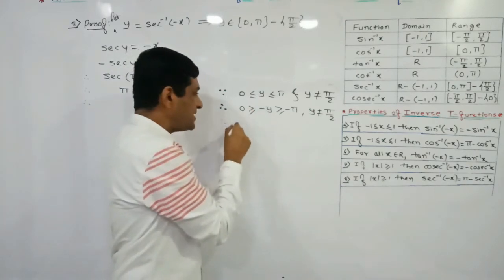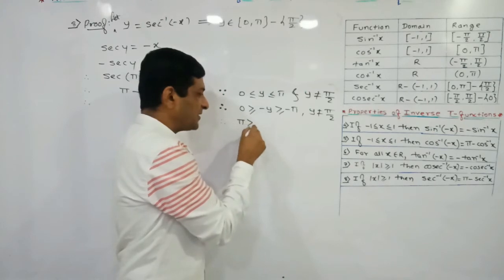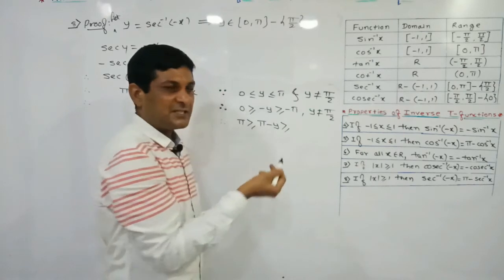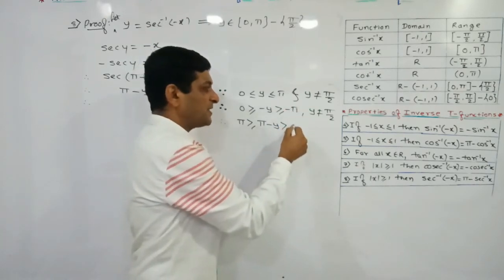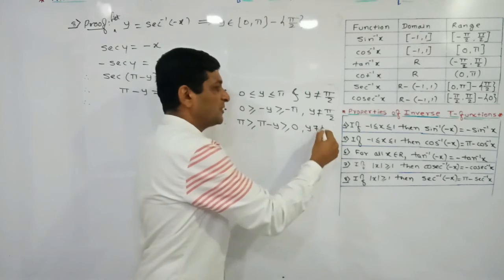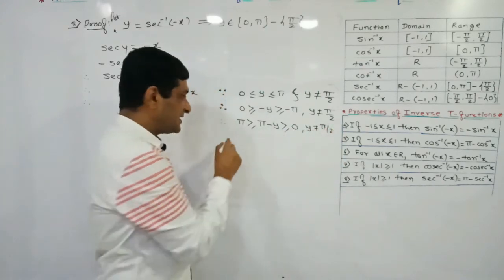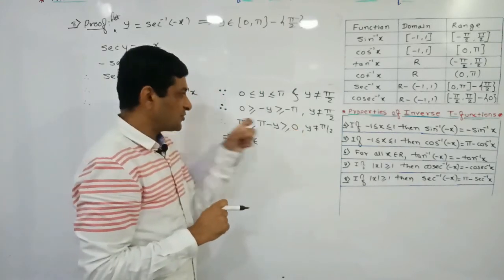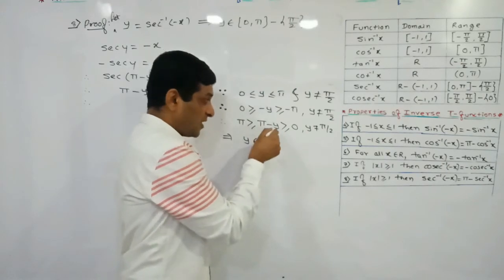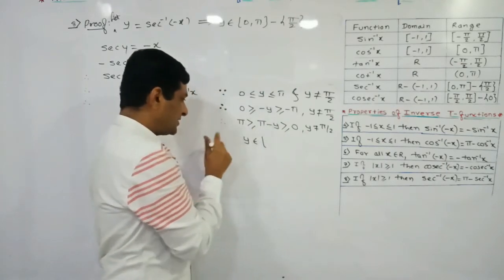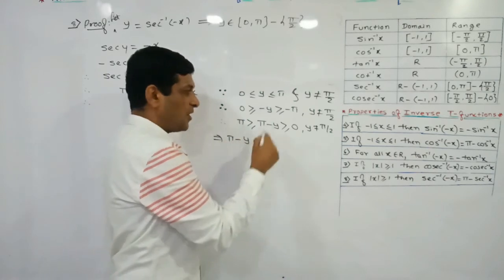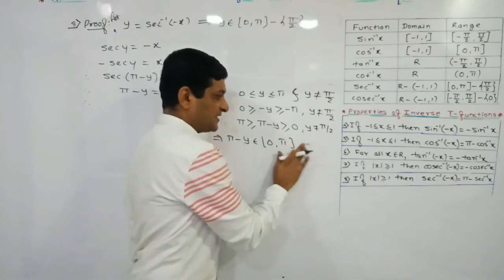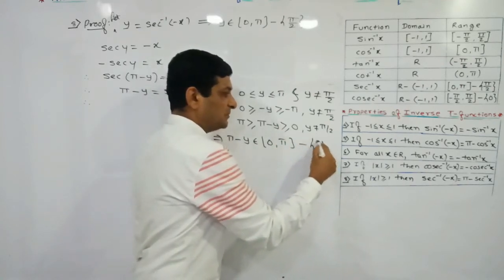If we are adding pi here, 0 plus pi will become pi. Keep the inequality as it is. Here we will get pi minus y. Here keep greater than or equal to as it is. And if we are adding pi here, minus pi plus pi will become 0. And y is not equal to pi by 2, keep it as it is. Now this implies what we have proved here: pi minus y belongs to 0 to pi, difference pi by 2.